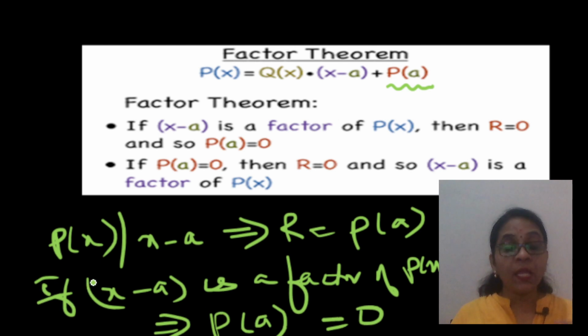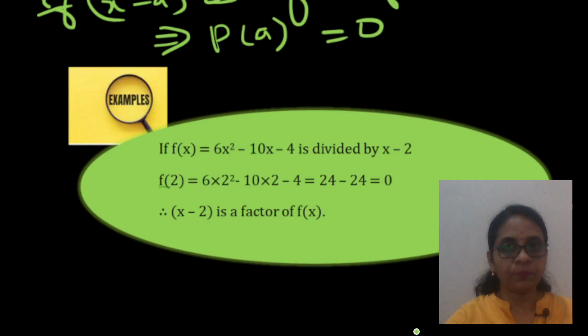Again I am telling, if p of x is divided by x minus a, it means the remainder is p of a, and if x minus a is a factor of the given polynomial, it means p of a is equal to 0. Only keep these two things in mind and learn to write these two statements when you solve the sums. Okay, let us see here also a few examples before we go further.